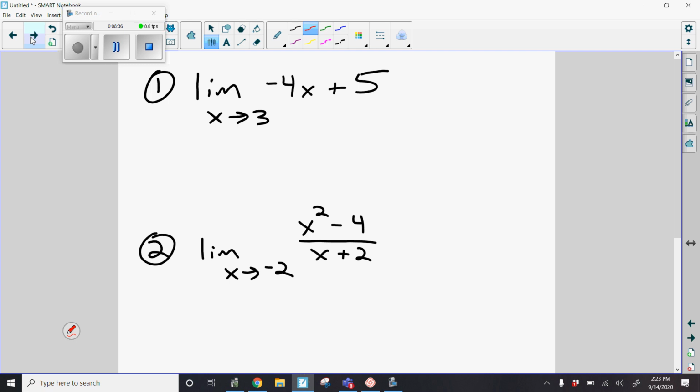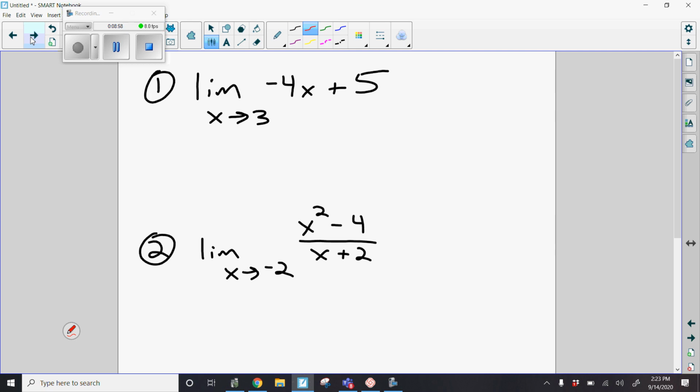So what I want to do here is, how can we do this without a graph? That's the question. How can we do this without a graph? Because you're going to be asked some limit questions on the AP exam, and you may not have access to your graphing calculator or a graph of the function. So how do we do that?